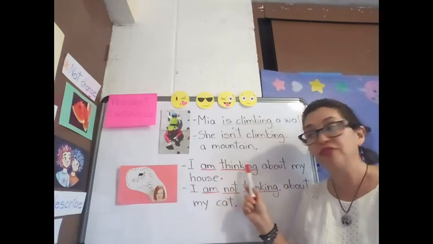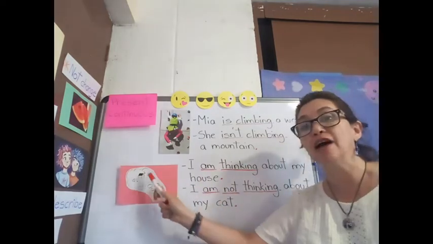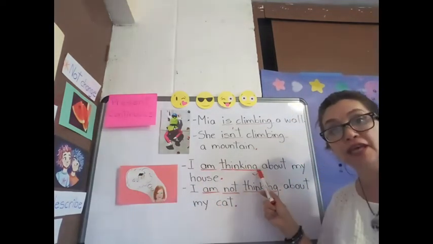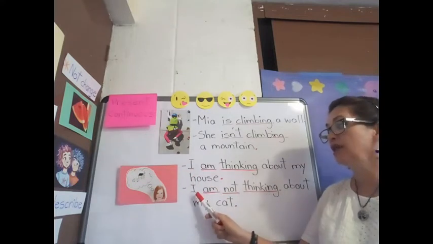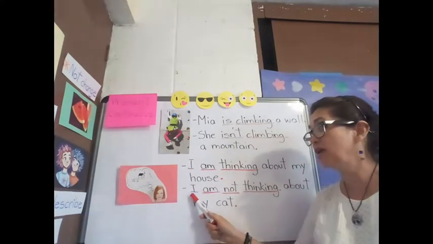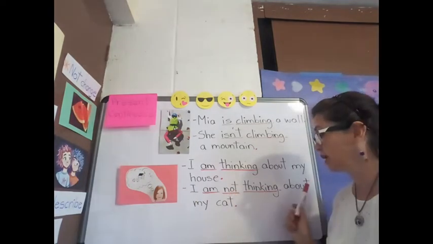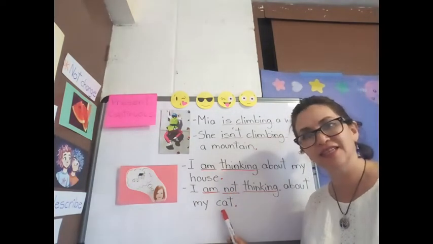Now let's see another example with first person singular I. I am thinking about my house. A negative sentence would be, I am not thinking about my cat.